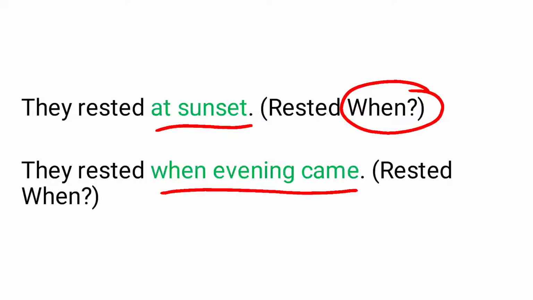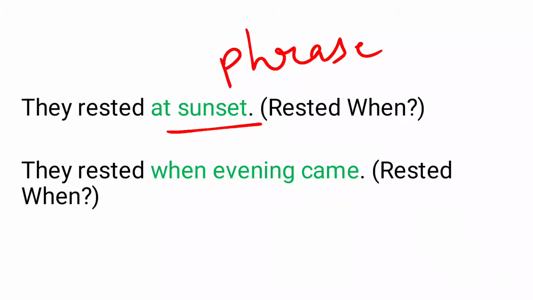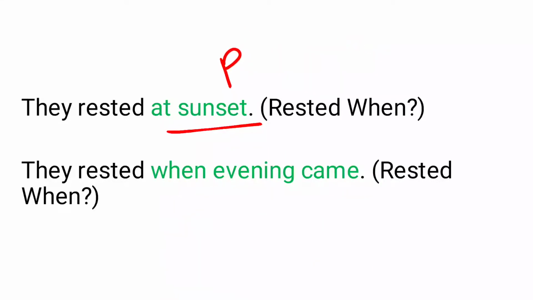So, can we call these two groups of words same? The answer is no, because in the first group of words, at sunset, we do not have subject and verb combination. So, we can call it a phrase. But when we look at this group of words, we have a subject, evening, and a verb. And that is why it is not a phrase. It is a clause. We have already discussed the difference between a phrase and a clause in the previous video.